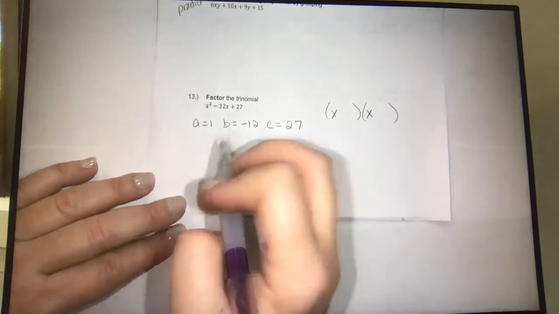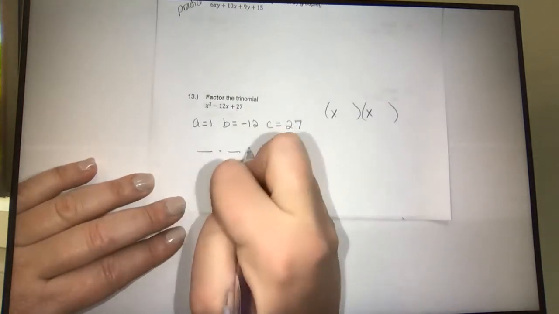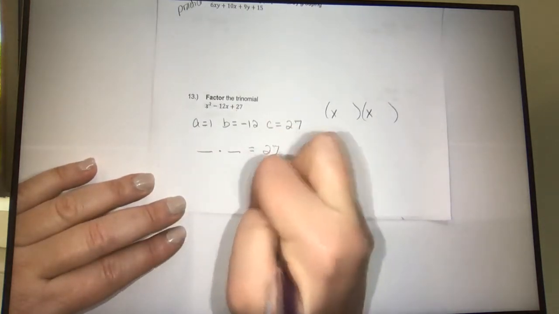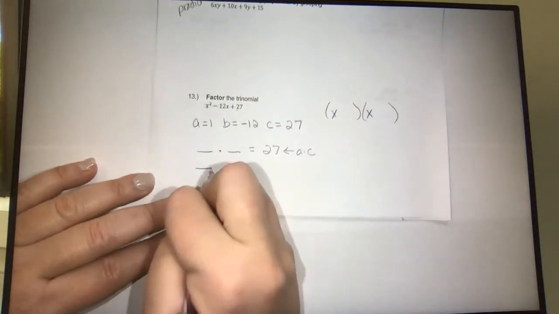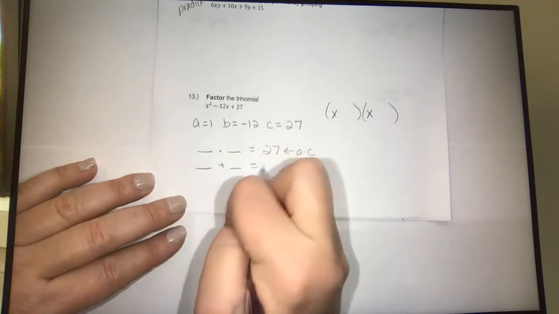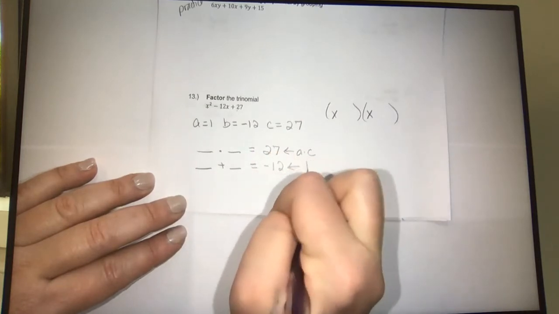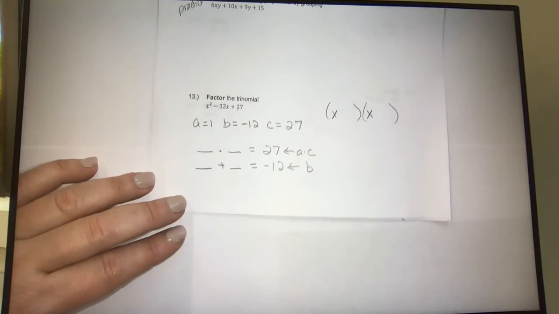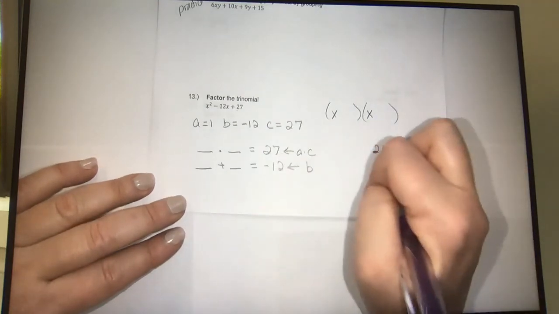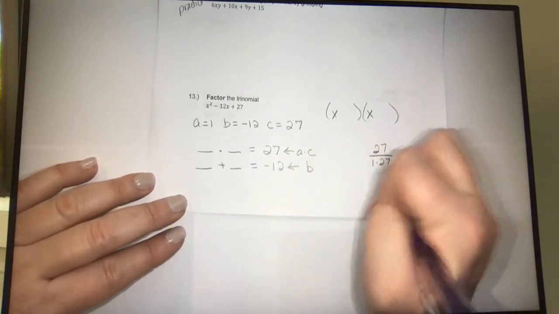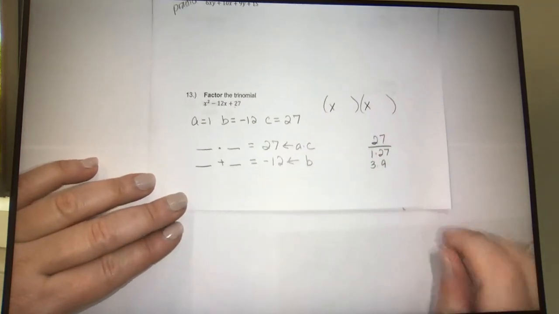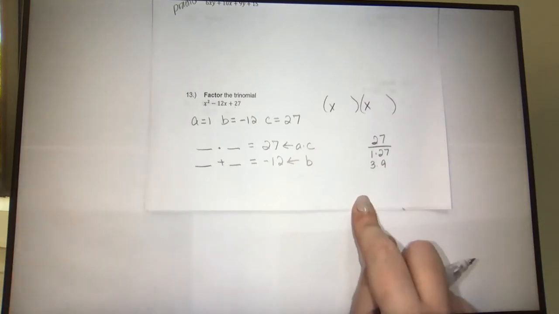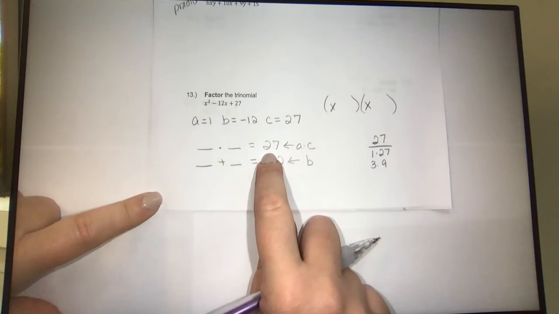If you don't, we need 2 numbers that multiply together to give us 27. That's A times C. The same two numbers have to add to give us negative 12. That's B. Okay, let's think about this. So factors of 27, there's only two sets: 1 and 27, and 3 and 9. They either both have to be positive or they both have to be negative to get a positive 27.